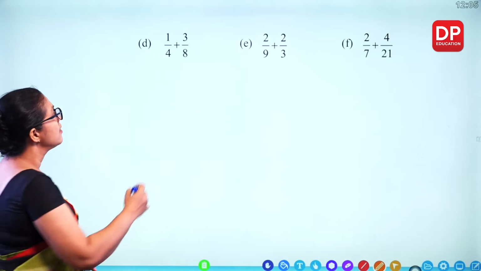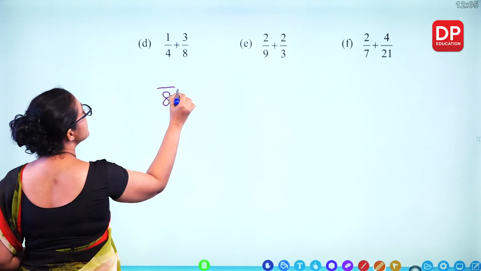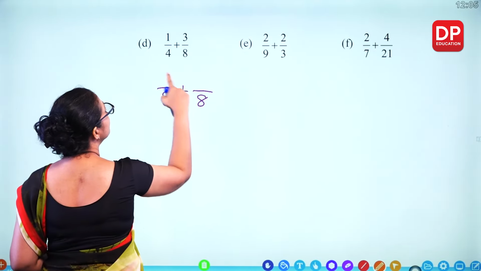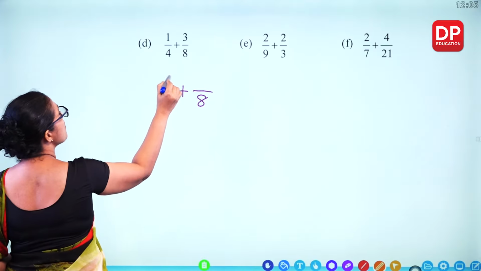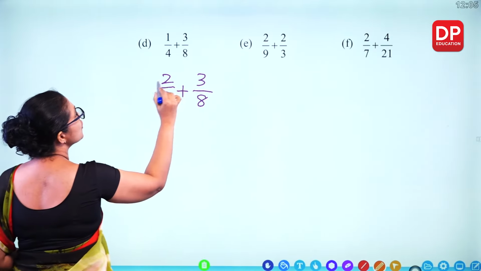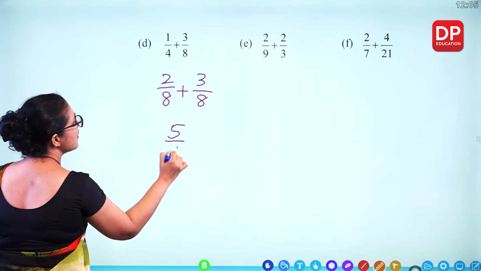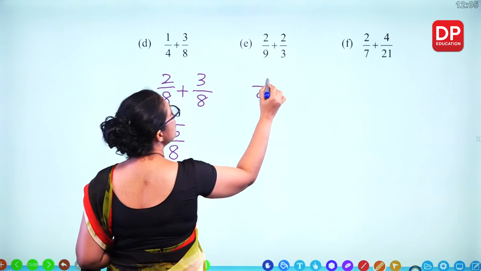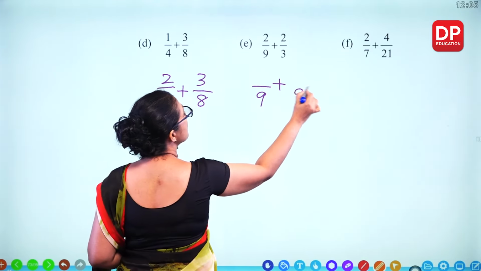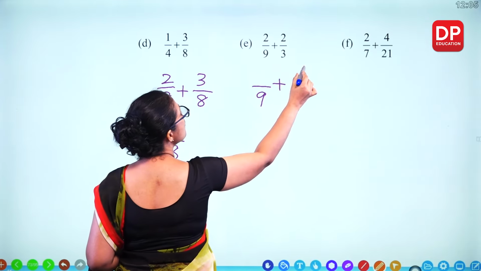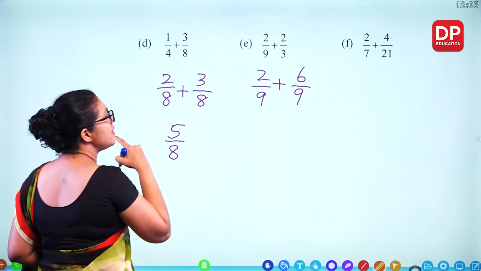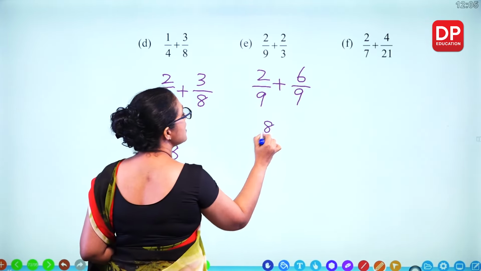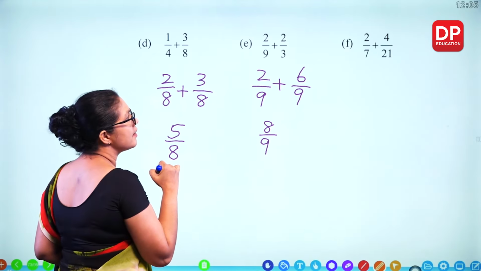This one, we can convert 4 to 8. That means multiply by 2. 2 times 1, 2. So 3 plus 2 becomes 5. 5 over 8. Here we'll convert to 9. 3 times 3, 9. 3 times 2, 6 now. So when you add the numerators, you get 8 over 9.